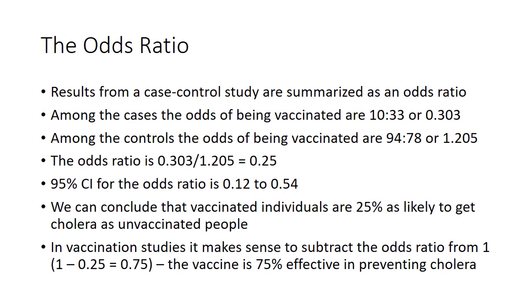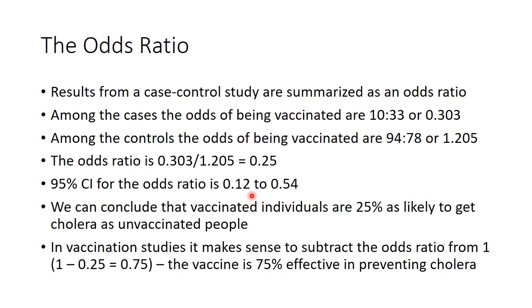Does the cholera vaccine prevent cholera? The odds ratio here is 0.303 divided by 1.205, or about 0.25. The 95% confidence interval ranges between 0.12 and 0.54. Again, because we're dividing one odds by another, our cutoff point for significance is going to be 1, because if the vaccine made no difference in getting cholera or not, you'd expect to see an odds ratio of 1. Because this 95% confidence interval does not include 1, this would be statistically significant.